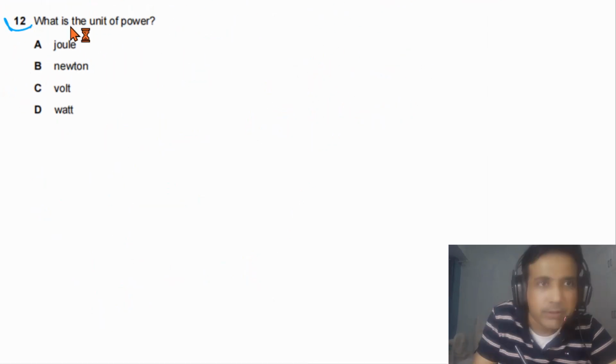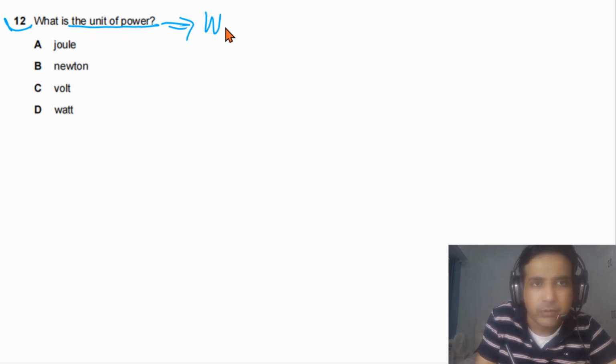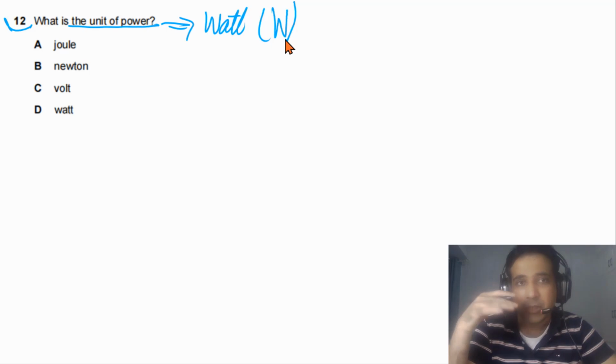Question 12 says, what is the unit of power? The unit of power is watt. So the first thing you need to understand, unit of power is watt, and the symbol we use is capital W because this is after the name of a scientist.